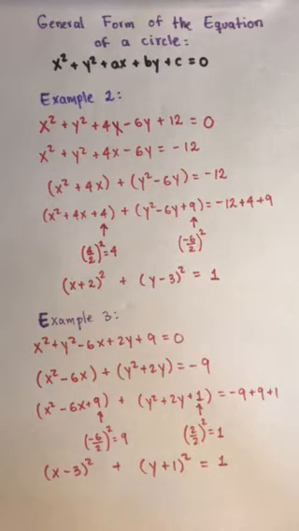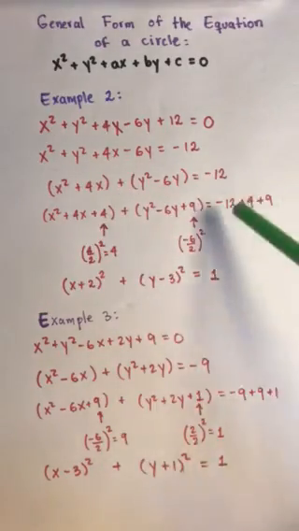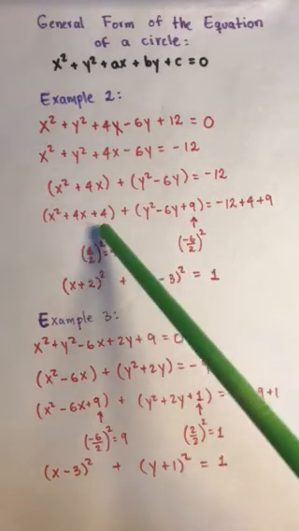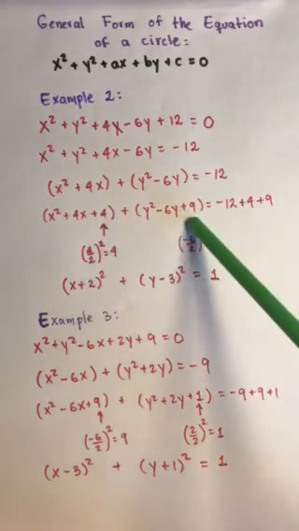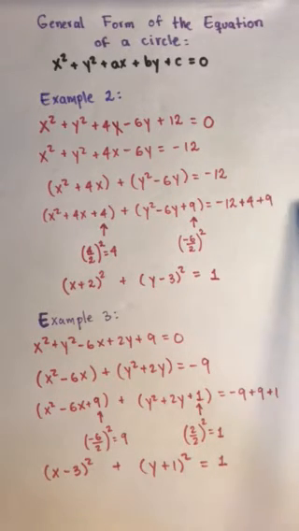But remember, once we do something on the left side of the equation, we need to do it on the right side too. So we add here 4 and we add here 9.